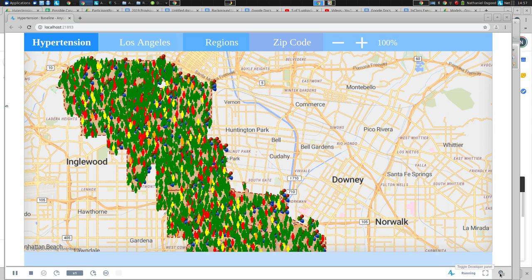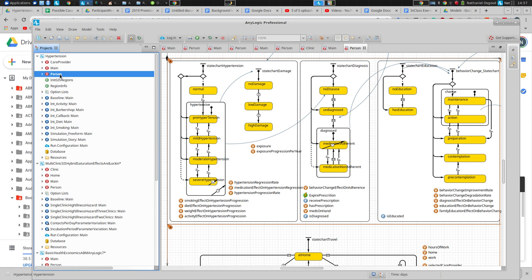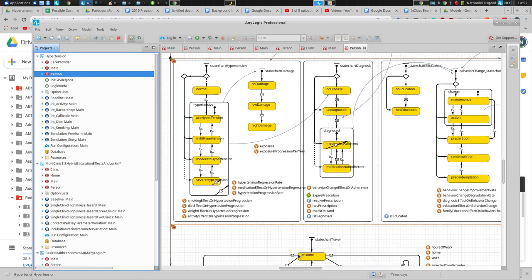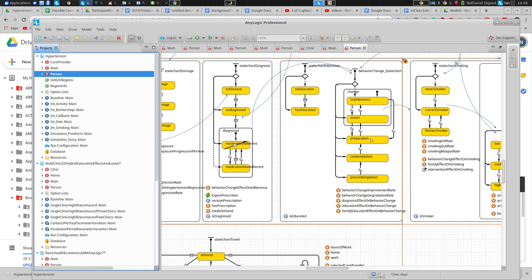But my goal here is to actually look down at an individual level, okay? And particularly to talk a little bit about some of the constructs used in defining this model and to talk about how we use those in their meaning. So there's two particular things I want to draw attention to. I just double-clicked on person and I see the state charts that Bryce showed us visually. For example, a hypertension state chart and damage from hypertension, diagnosis-related factors, education factors, behavior change, smoking.